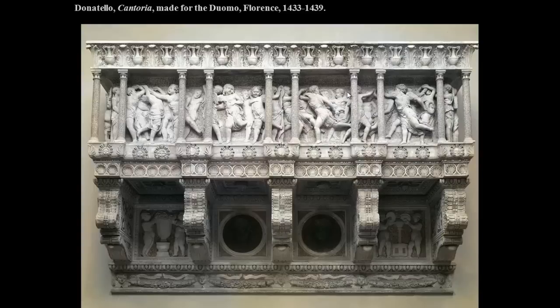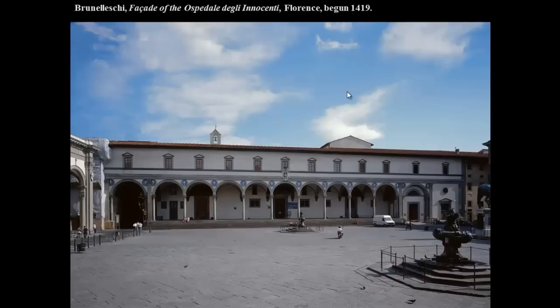So I wanted to show you these cantorie because now we see Donatello not just working in freestanding sculpture, we've also seen him work in relief, but we also see him doing sculptural works for a more functional purpose, as in this cantoria. Now, I will come back to Donatello, but I wanted to move over to Brunelleschi for just a few minutes and talk about some of his most important civic projects in Florence.